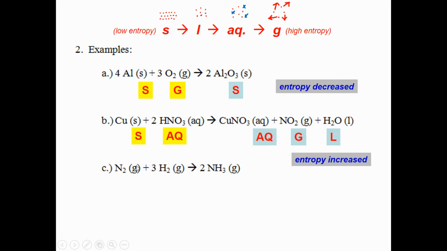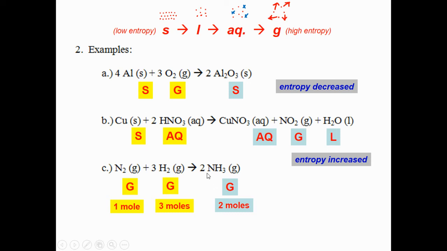In this third one, this is a little tricky. We start out with a gas and another gas, and we end up with a gas. So it goes from gas to gas. Well, entropy, I guess, doesn't change. Nope, that's not the case. Think about these coefficients that are in front. We have 1 mole of nitrogen gas and 3 moles of hydrogen gas.